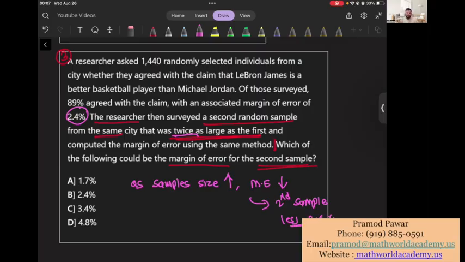Again, we cannot calculate the actual margin of error. We don't have enough information for that. It's also not in the scope of the SAT syllabus, right? So something less than 2.4. Just look at the options. So the only option which is less than 2.4% is option A, 1.7%. That's your answer.